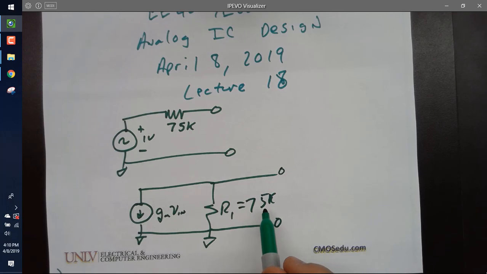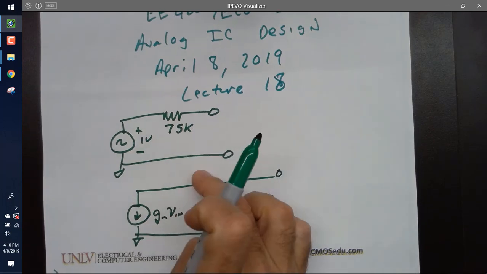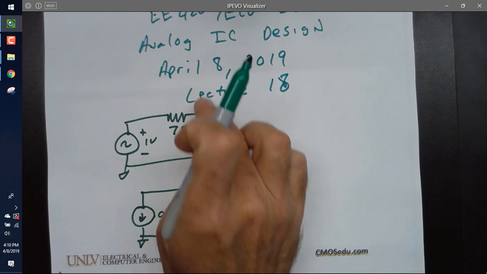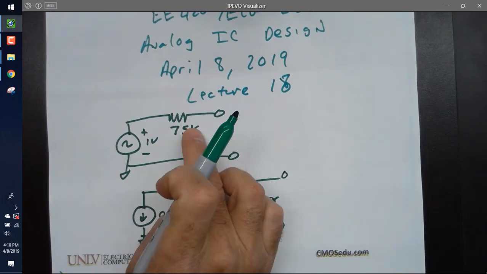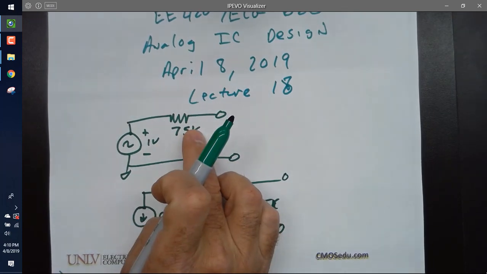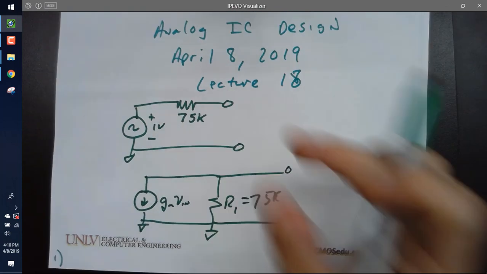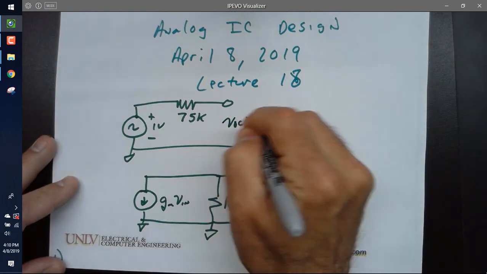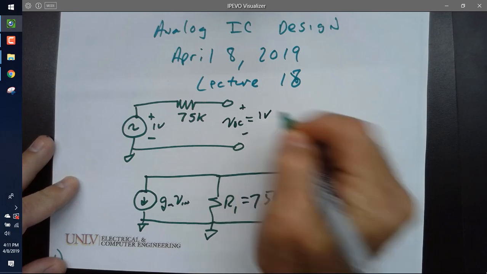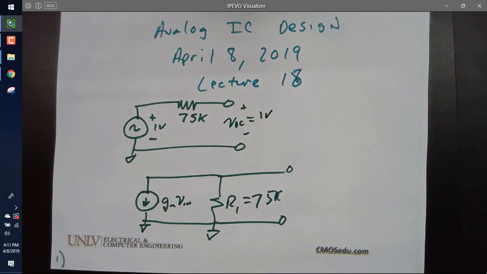What was the other way that's a little bit more challenging? Put a short across there, measure the short circuit current, which would be 1 over 75K. Divide that into the open circuit voltage. What is the open circuit voltage here? So it ends up giving you 1 divided by 1 over 75K or 75K.